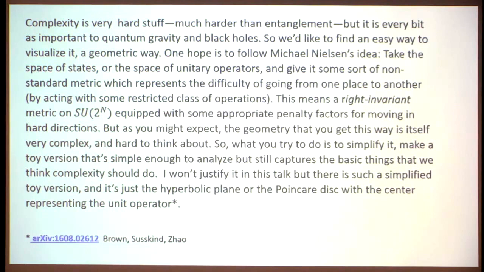One hope was to follow Michael Nielsen's idea of a complexity geometry: take the space of states or the space of unitary operators or whatever it is we're interested in, and give it some sort of non-standard metric. Non-standard metric which represents the difficulty of going from one point to another by acting with some restricted class of operations. This, in mathematical terms, means a right invariant metric. For example, on the space SU(2)^n, which is the space of unitary operators of n qubits, equipped with some appropriate penalty factors for moving in hard directions.